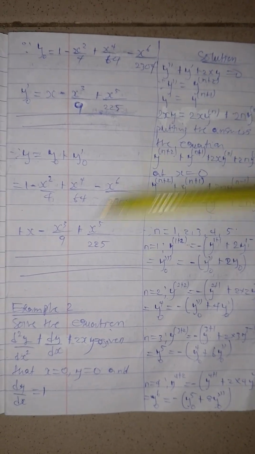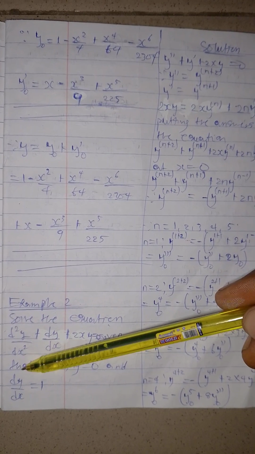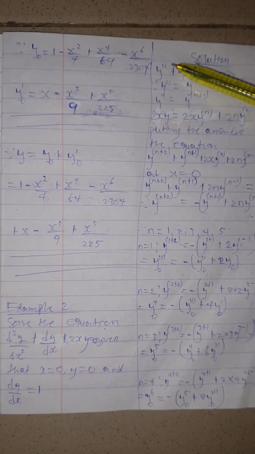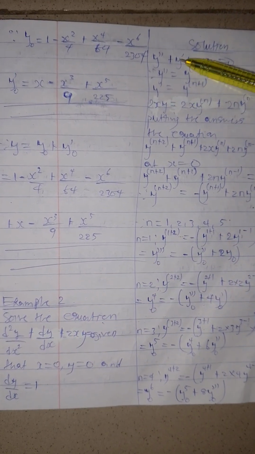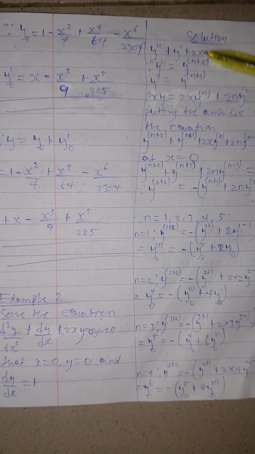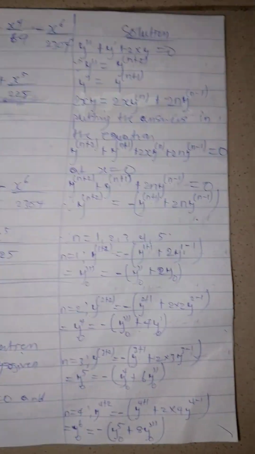Now therefore, the solution. Let's solve this. d squared y over dx squared is the same thing as y double prime, plus dy over dx is the same thing as y prime, plus 2xy is equal to 0. Then what's next?